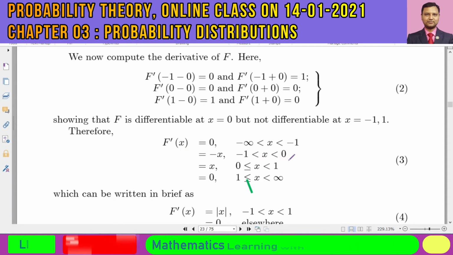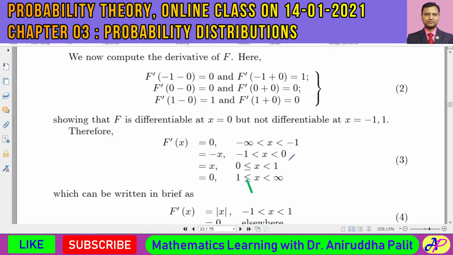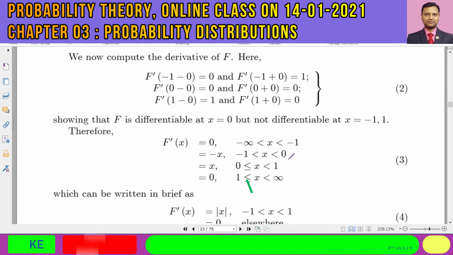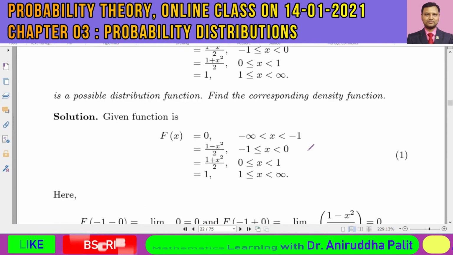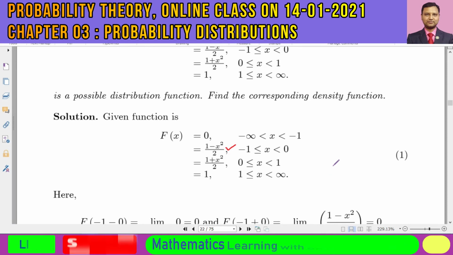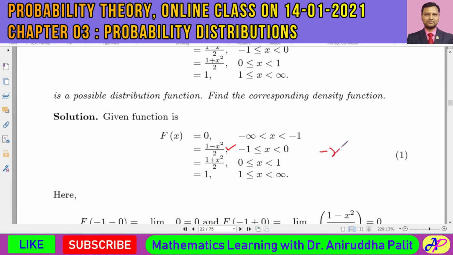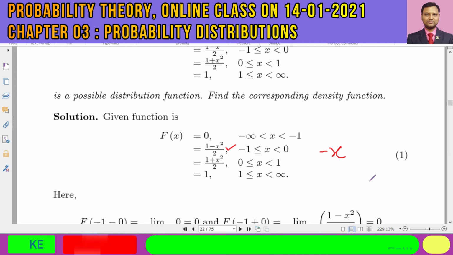So x is equal to -1 cannot be written for f dash x. And in the second segment, what was f? In the second segment, f is equal to 1 minus x square by 2. So if you simply differentiate this expression, you are going to get minus x in the second segment.